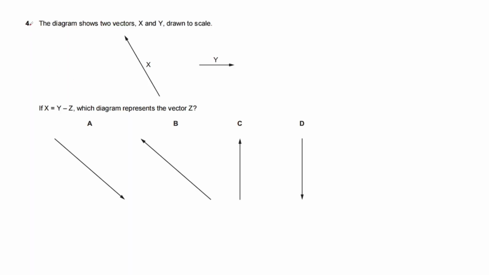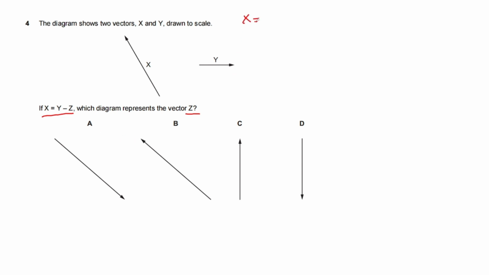Then the next question, question number 4. The diagram shows 2 vectors X and Y drawn to scale. If X is equal to Y minus Z, which diagram represents the vector Z? You need to find out which is the Z vector, right? So let's check this equation.